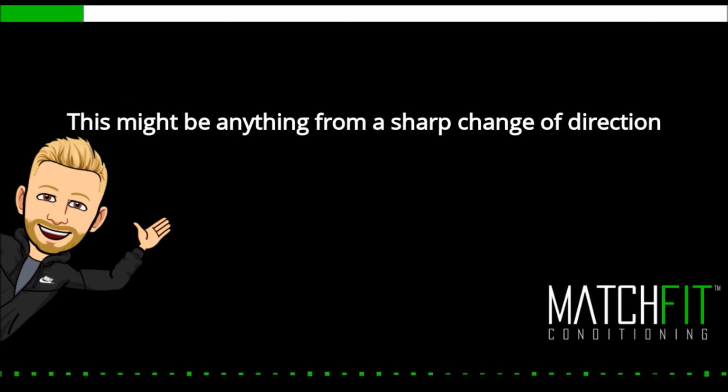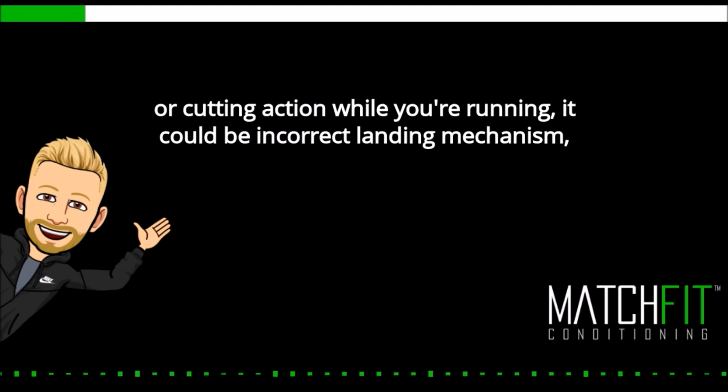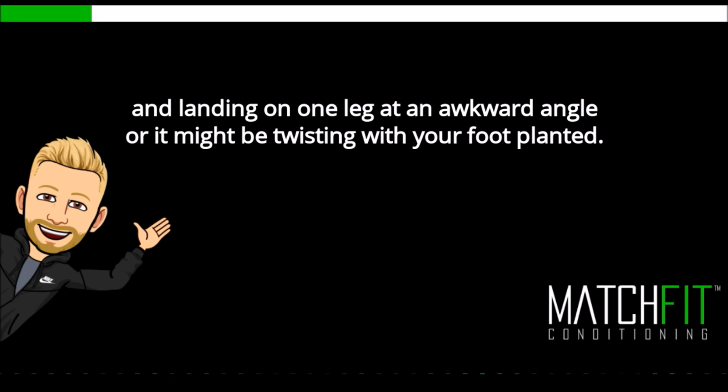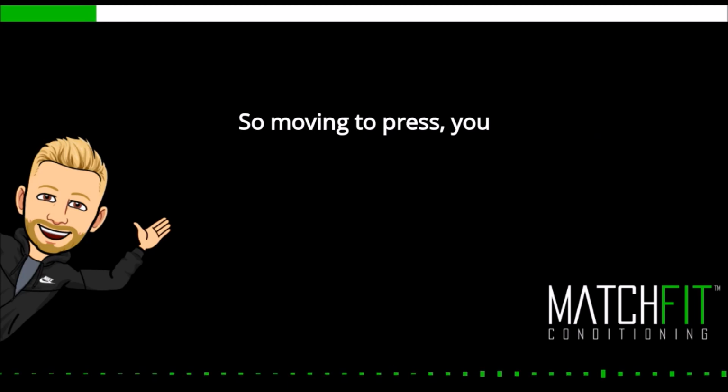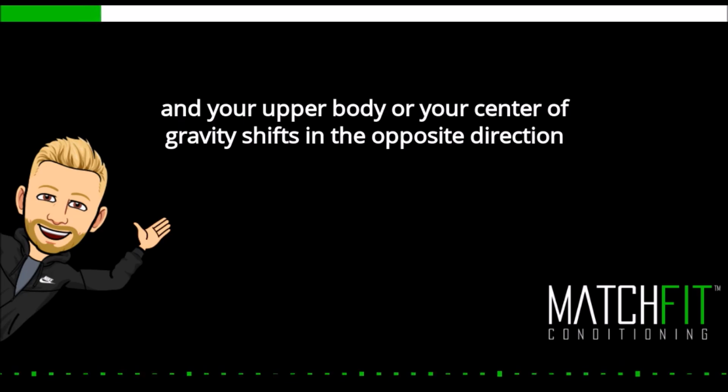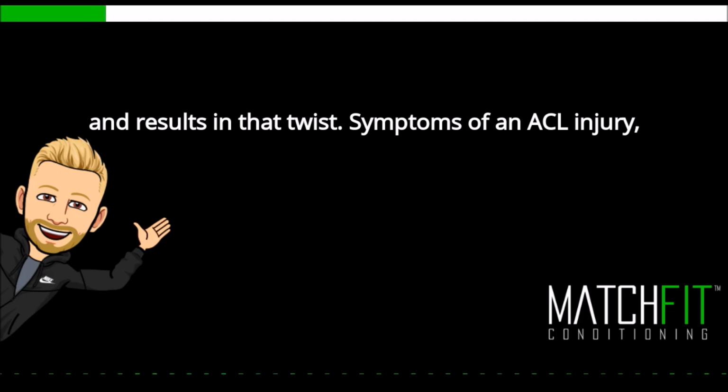This might be anything from a sharp change of direction or a cutting action while you're running. It could be an incorrect landing mechanism. So for example, going up to compete for a ball, being nudged slightly and landing on one leg at an awkward angle. Or it might be twisting with your foot planted. So moving to press, you take a step, your boot locks firmly into the turf, and your upper body or your center of gravity shifts in the opposite direction and results in that twist.